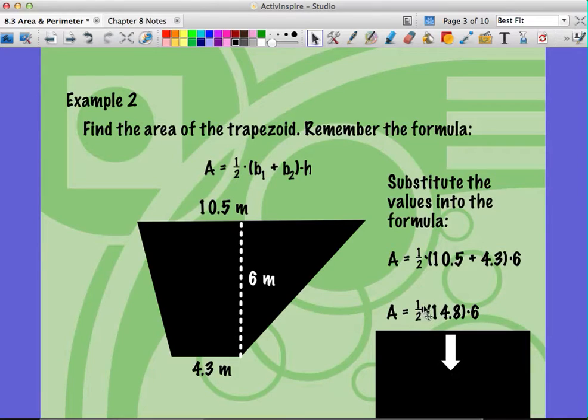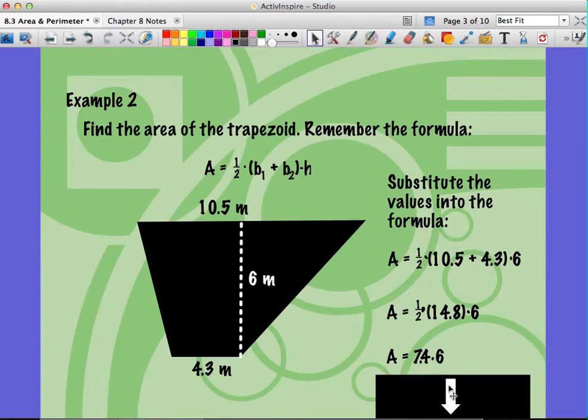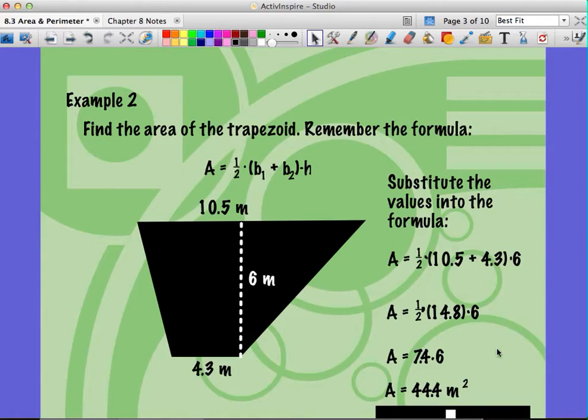Now, because it's multiplication, I can do half times 14 8/10 times 6, or I can do half times 6 first. I can do this in any order that I want, as long as I make sure to take my time and enter it all in correctly. I chose to do half of 14 8/10 first because I know half of 14 is 7. Half of 8 is 4. So now it's 7 4/10 times 6, which gives me 44 4/10 meters squared.